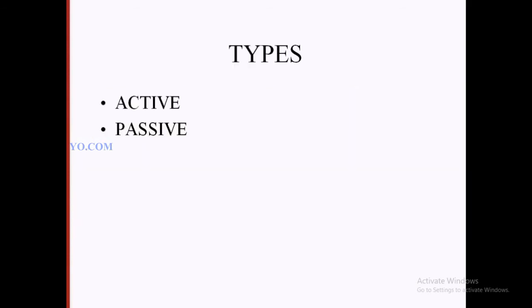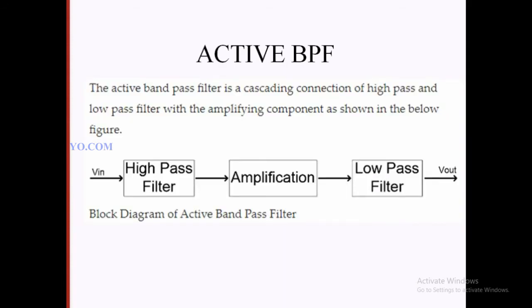Okay. Next, types of band pass filter. The band pass filter is divided into two types, an active band pass filter and a passive band pass filter. First I want to see the active band pass filter. The active band pass filter is a cascade connection of a high pass filter and a low pass filter with an amplifying component, as shown here.